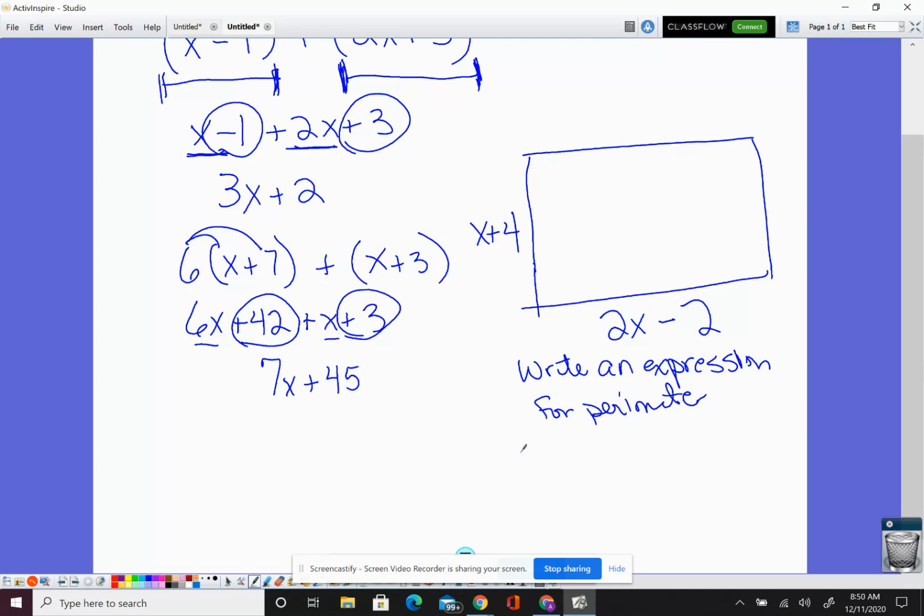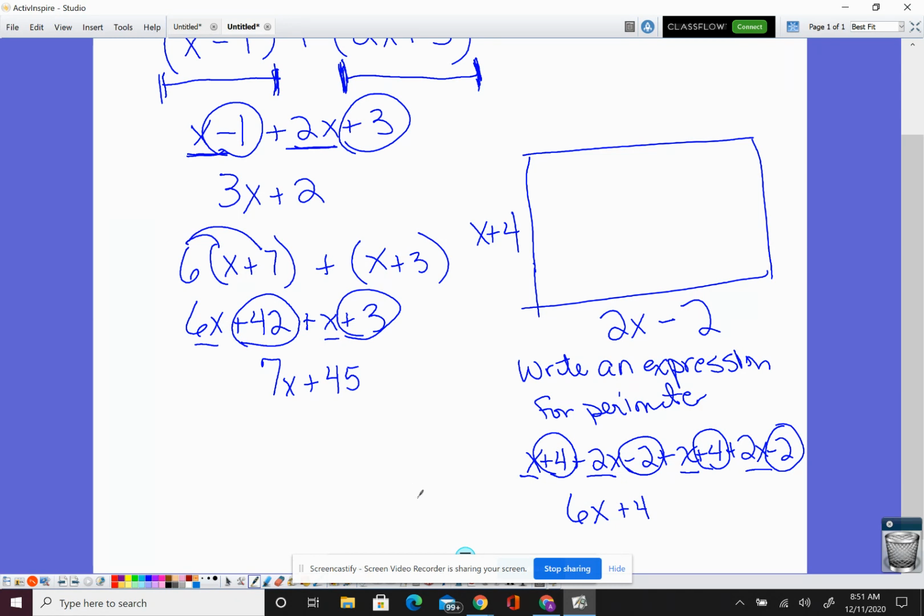So you said we add up all the sides. We have an x plus 4. We have a 2x minus 2. We have another x plus 4. And we have another 2x minus 2. So just going around the figure, I don't have those two sides labeled, but they'd be exactly what's across from them. So now we collect like terms. So x plus 2x is 3x. Plus another x is 4x, plus another 2x is 6x. 4 minus 2 is 2, plus 4 is 6, minus 2 is 4.